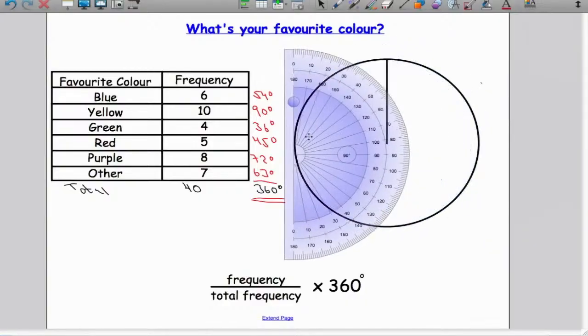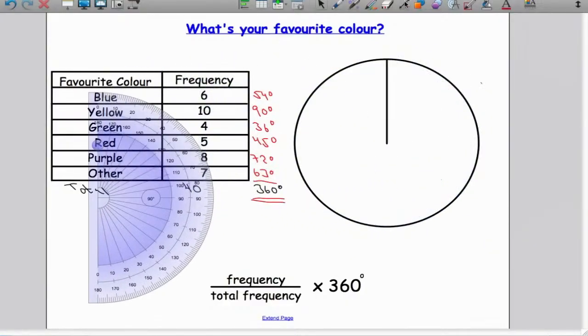So we can move away the protractor now. Take your ruler, I'm just going to use the straight line tool and draw an angle. Well, that will be 54 degrees there. So that's 54 degrees, important to label it 54 degrees, and that is for blue.